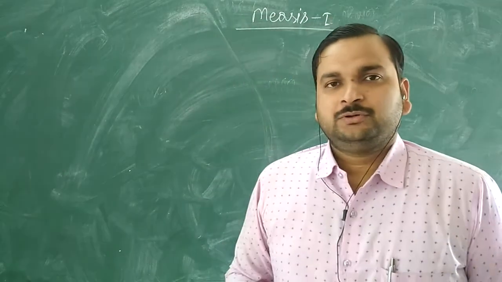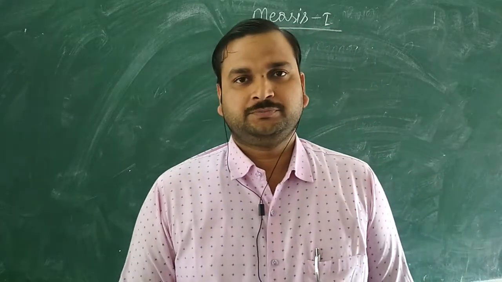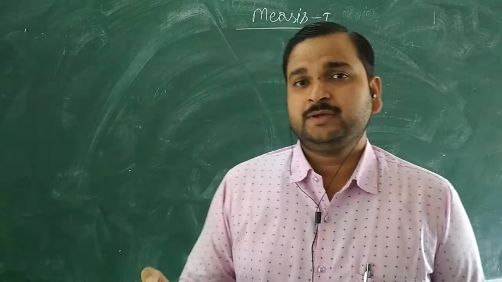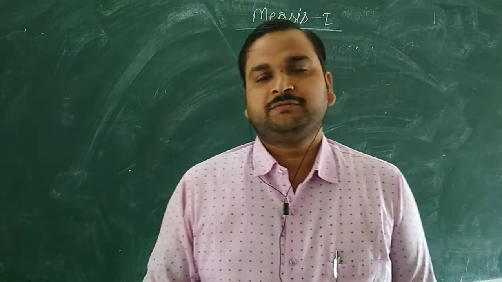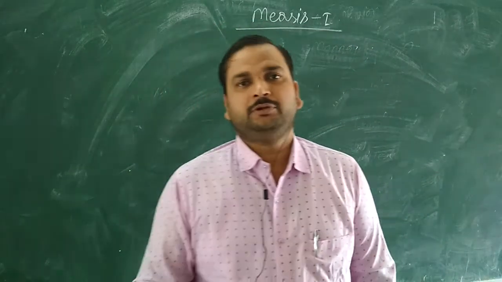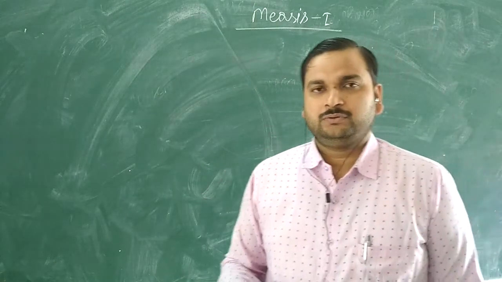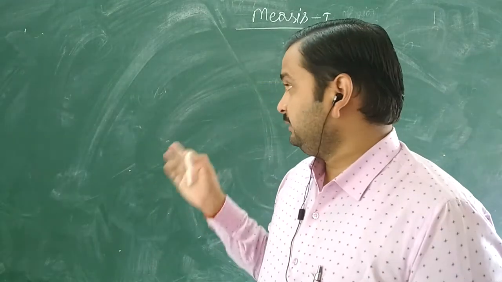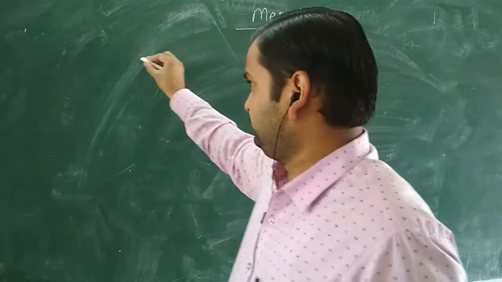So in the last video, I discussed the prophase first of the meiosis first. In that, we have seen that the prophase first was further divided into 5 subphases: leptotene, zygotene, pachytene, diplotene and diakinesis. Okay, now we have to start the next event of the meiosis first, that is metaphase first.